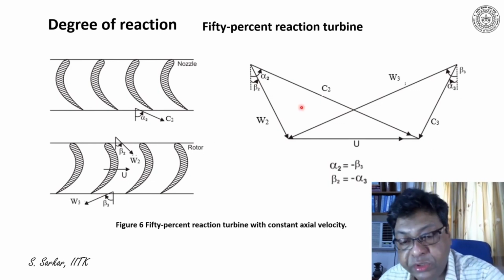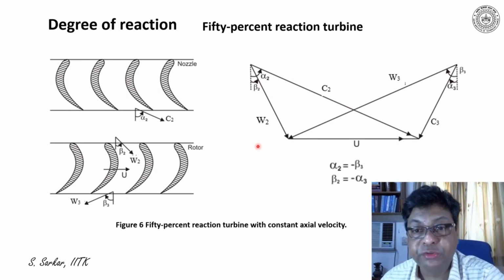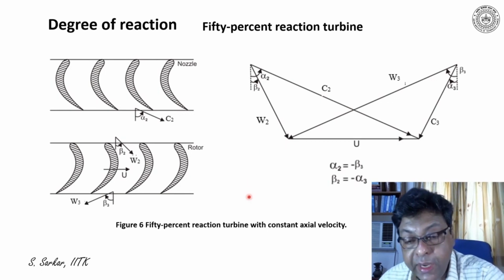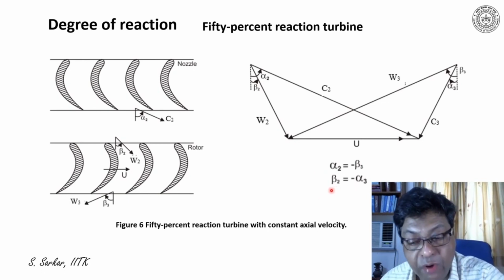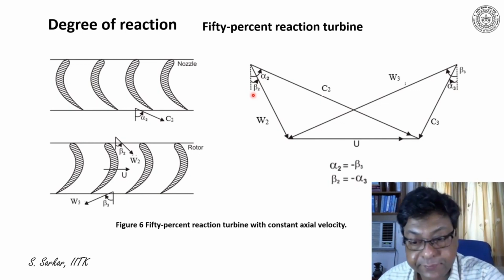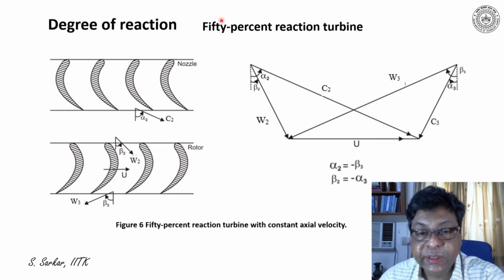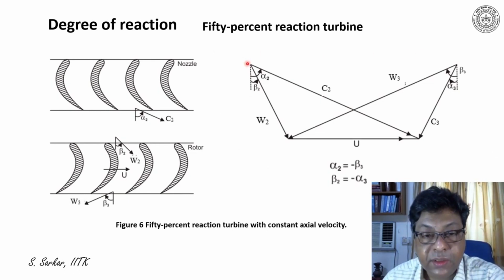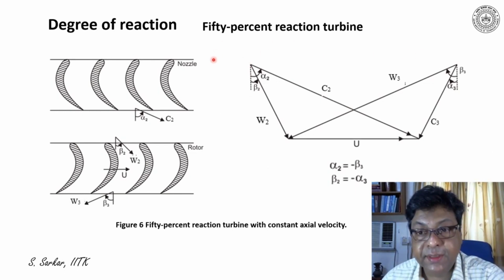Please note here the velocity triangles would be just mirror images of each other, and here alpha 2 must be equal to minus beta 3, and beta 2 will be equal to minus alpha 3. Note that alpha 2 would be equal to beta 3 and alpha 3 would be equal to beta 2, but they are of opposite sense. So this is with respect to the velocity triangle for a 50% reaction turbine.